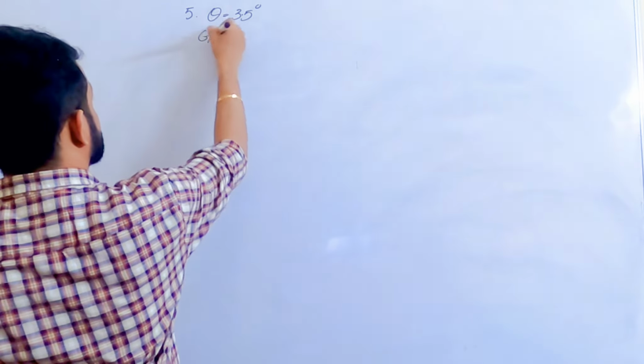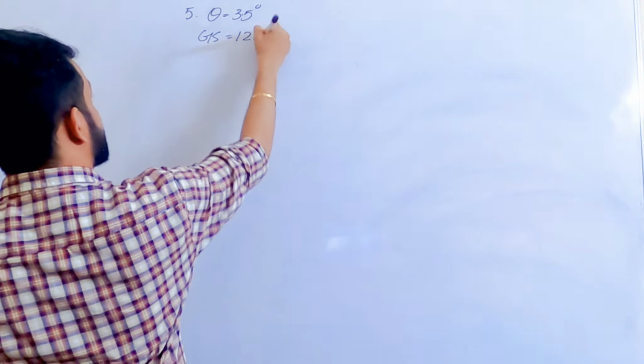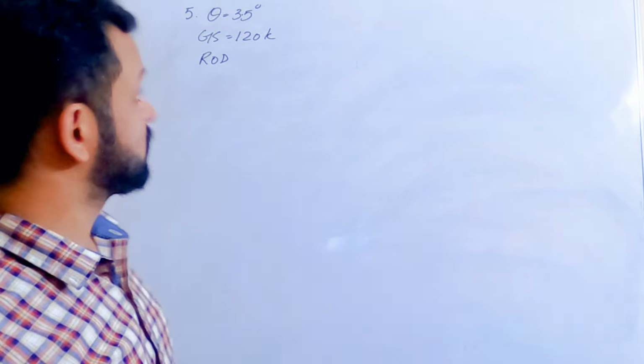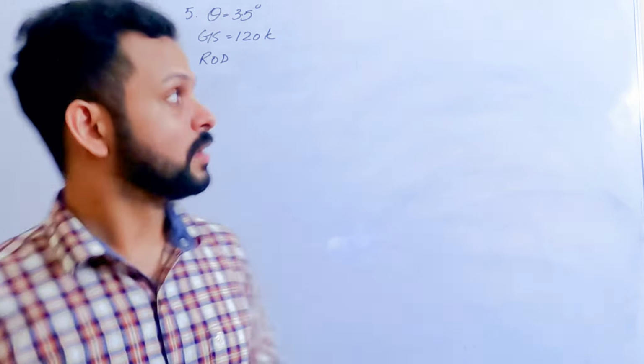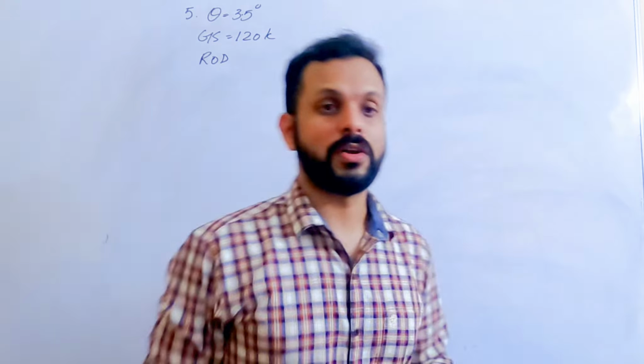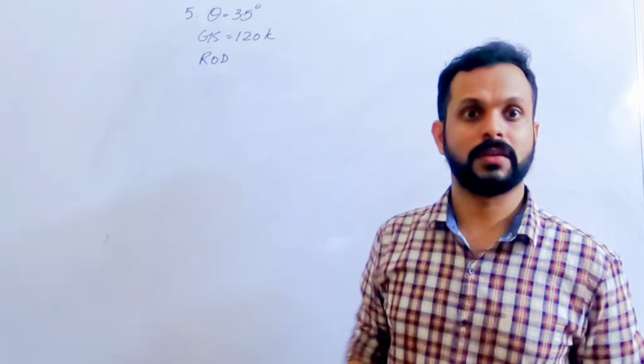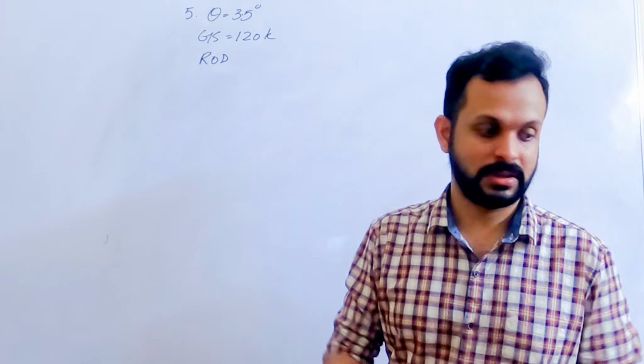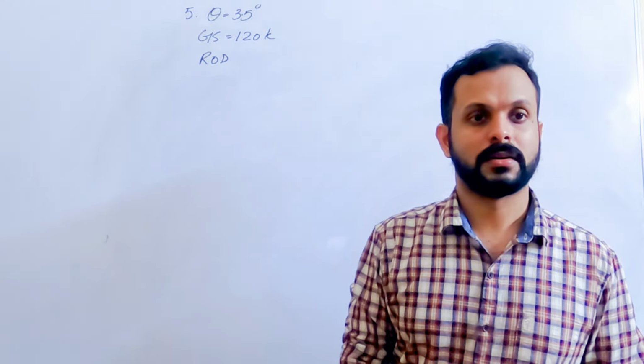If you have a ground speed of 120 knots, what should be the rate of descent is the question. So if I want to maintain 3.5 degree glide slope with a ground speed of 120 knots, which is displayed on your screen, what rate of descent should I maintain? Yes, I'll give you 2 minutes and I'll come back.